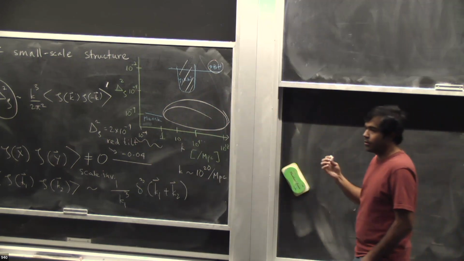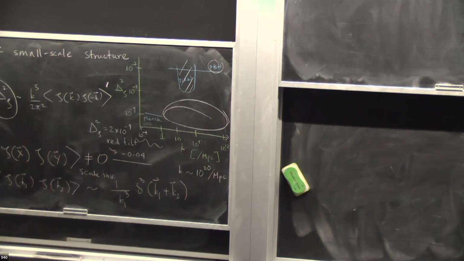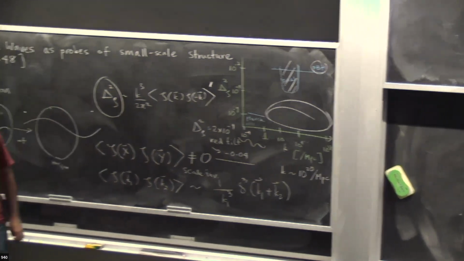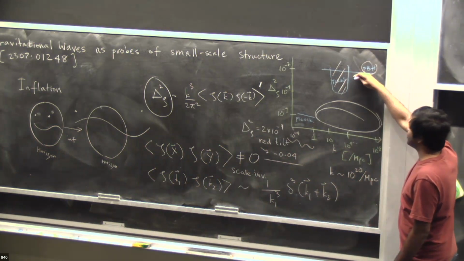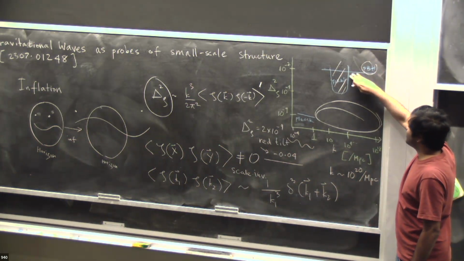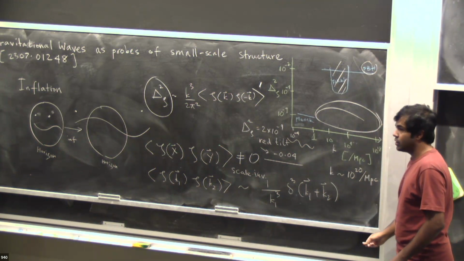Let's ask the question about the primordial black hole bound. That must be a function of k somehow. It is not a very strong function of k. So roughly speaking, it's always about 10 to the minus 2.